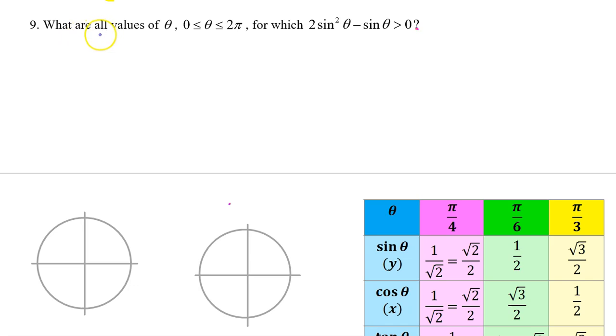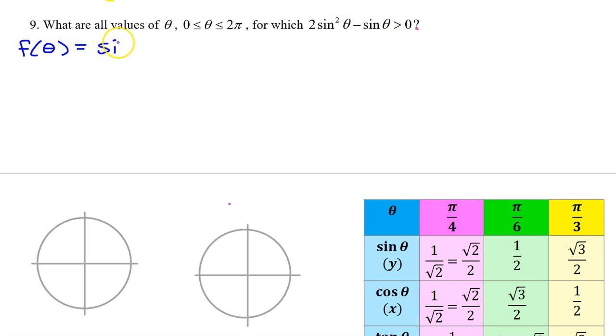Number 9. What are all values of theta on the interval from 0 to 2 pi for which 2 sine squared theta minus sine theta is greater than 0? Let's call the left side of the inequality f of theta. As we record f of theta, let's go ahead and factor out the common factor of sine theta.